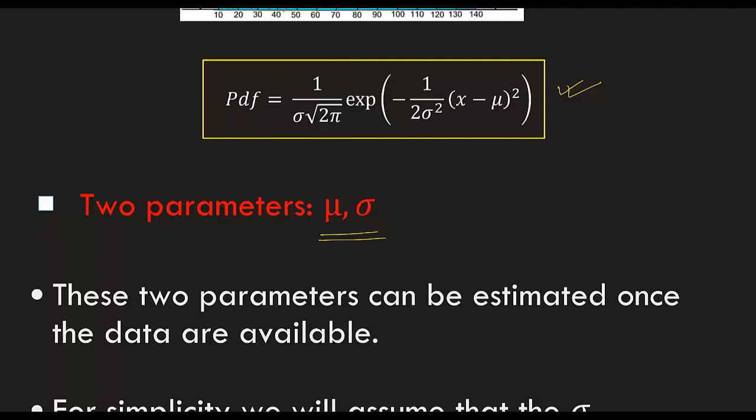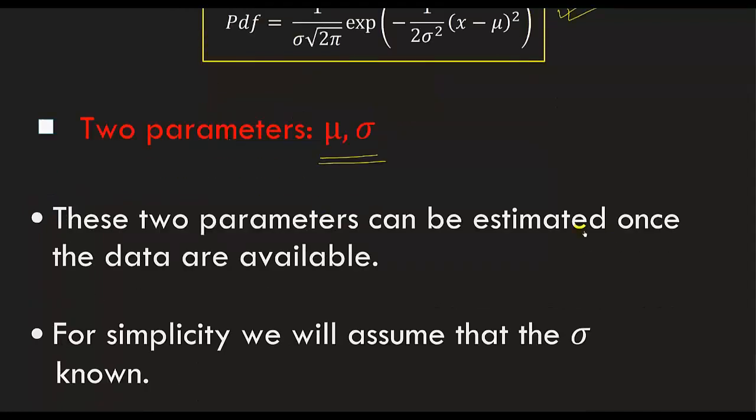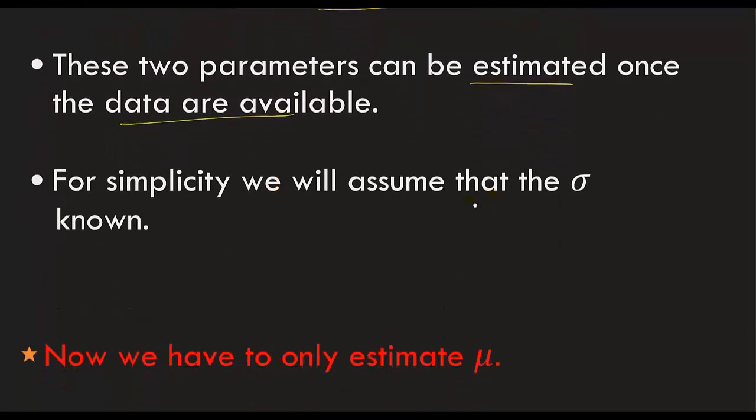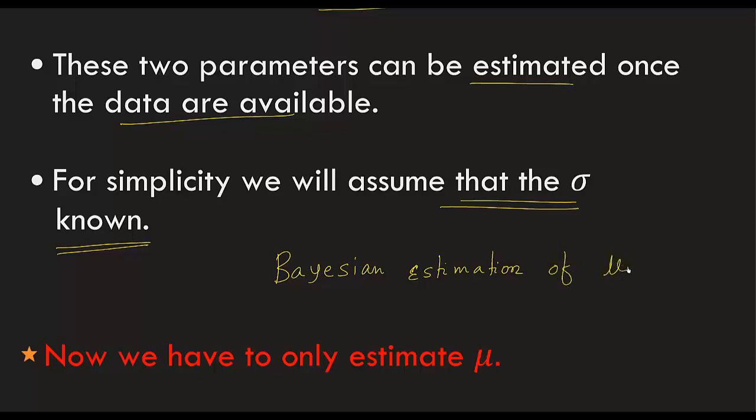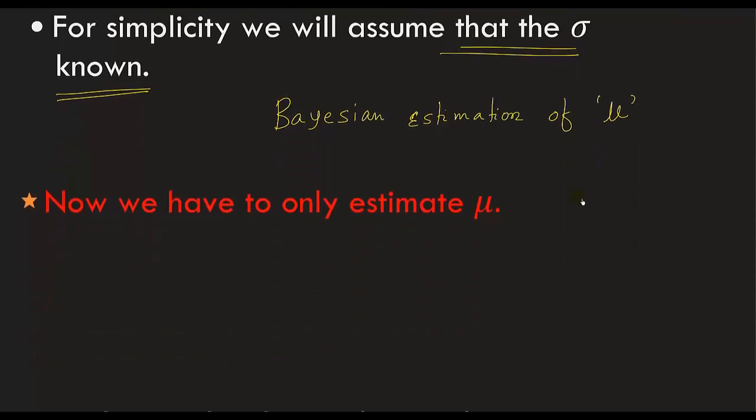So these two parameters can be estimated once we have the data available, and for simplicity we will assume that sigma, the standard deviation in this case, is known, and we will perform the Bayesian inference, that is Bayesian estimation of the mean, mu. So we have only one parameter now. Originally there were two parameters and we are assuming that one parameter is known, so we have to perform Bayesian inference only for the mean.